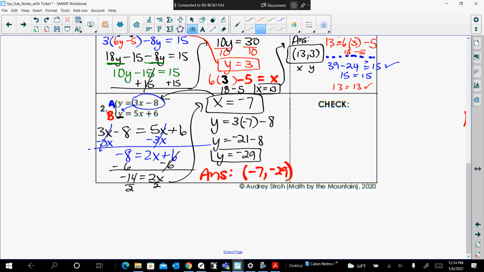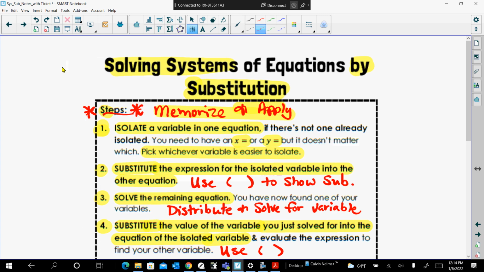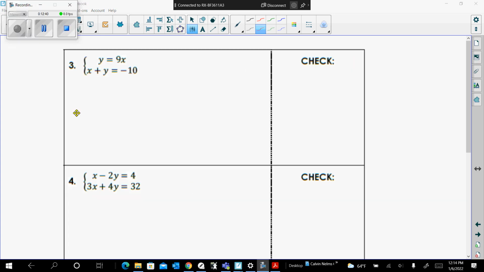Are we okay on that? All right, we're going to stop right there and we'll do the rest of it, because we're going to let you do some more practice on the next page. All right, let's go.